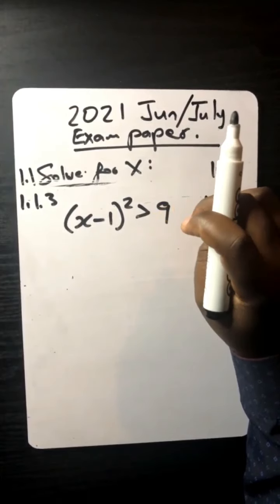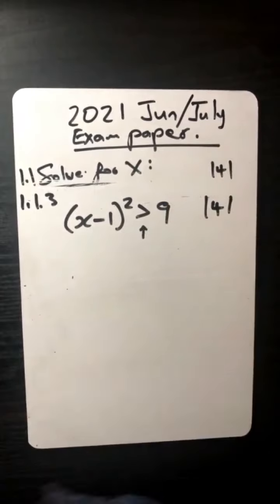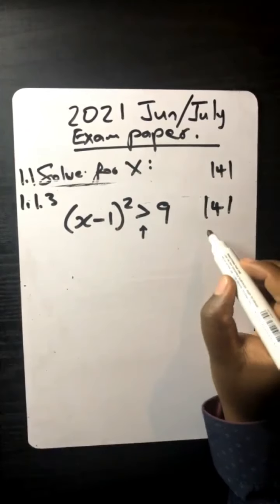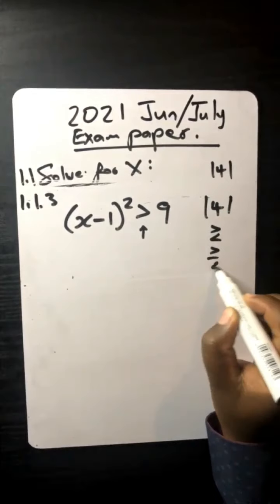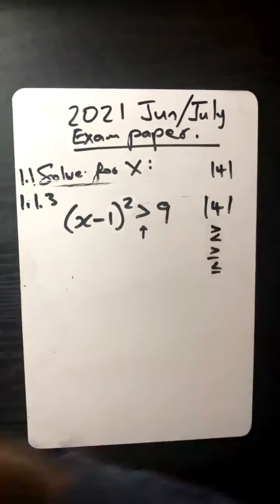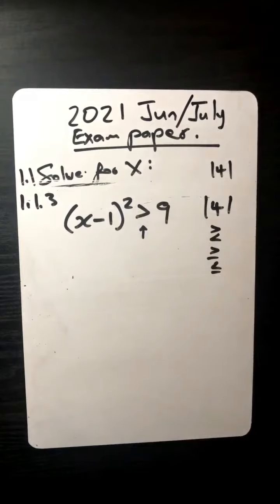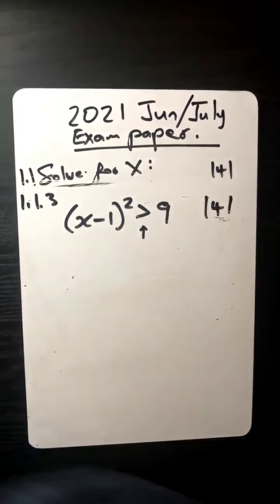Question number 3, that's where you're given an inequality. That sign makes it an inequality, which could be greater than, less than, greater than or equal to, or less than or equal to. I've done a lot of lessons on inequalities, but what I'm going to do in today's lesson is just take you through an approach to that one.